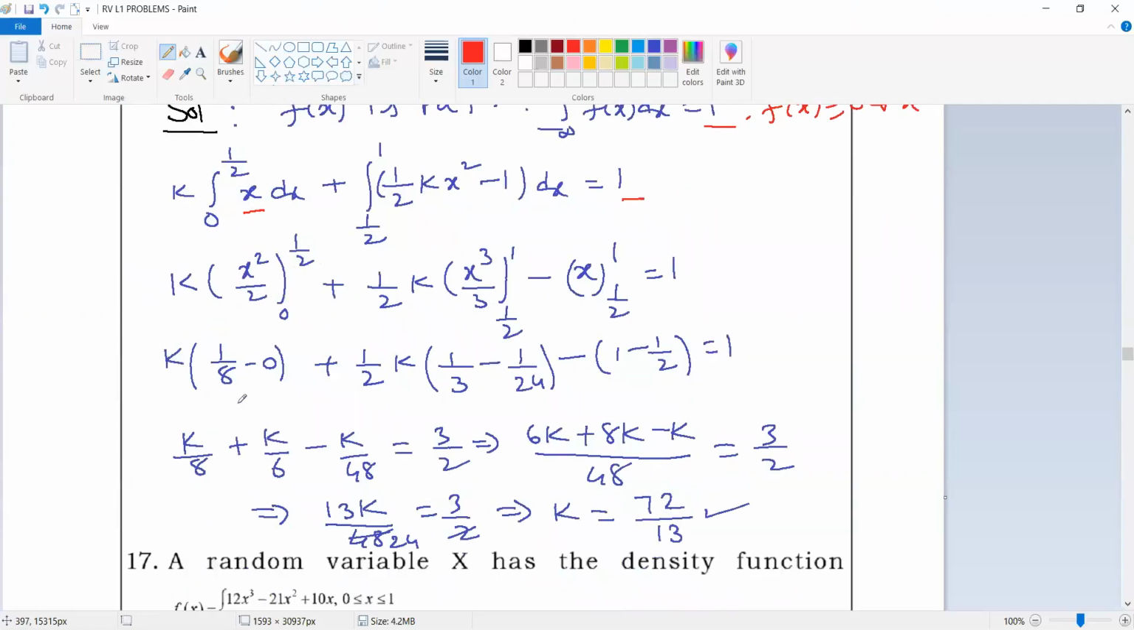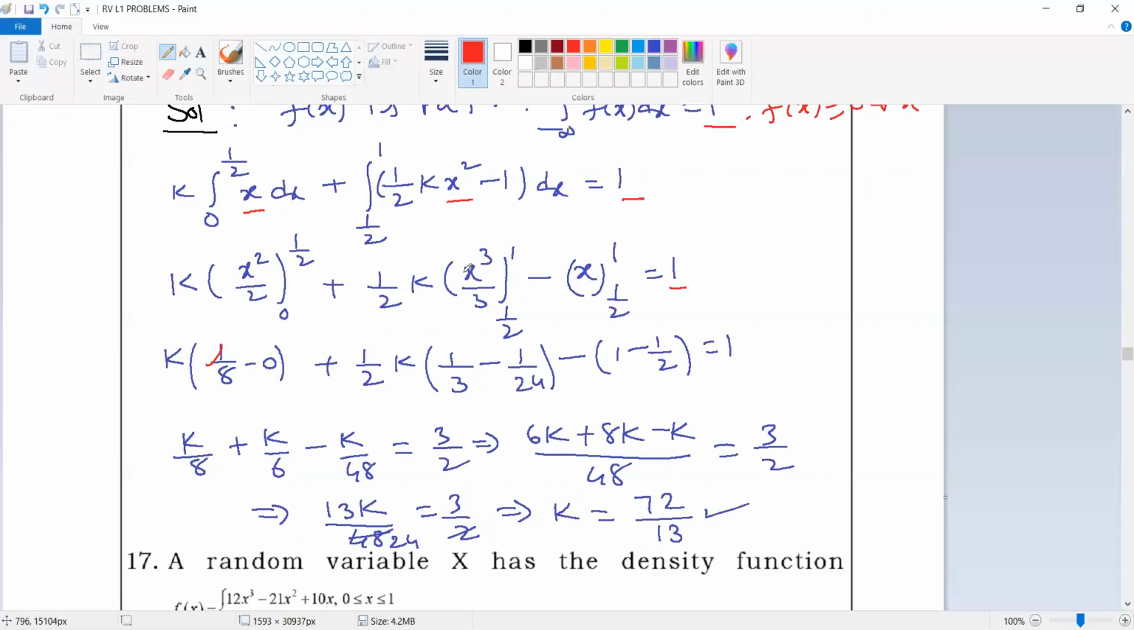Now integration. X integration is what here? x square by 2. Lower limit, upper limit here. So substitute upper limit minus lower limit. So 1 by 2 integration, the constant 1 by 2 k taken outside. x square integration is x cube by 3. Limits are 1 by 2 to 1, minus integration of 1 is x. So 1 by 2 to 1 is equal to 1. Where k into, now substitute x value equal to 1 by 2. 1 by 2 whole square means 1 by 4. 1 by 4 by 2, this is 1 by 8. So the upper limit is 1 by 8 after simplification, minus 0. 0 by any value is 0.